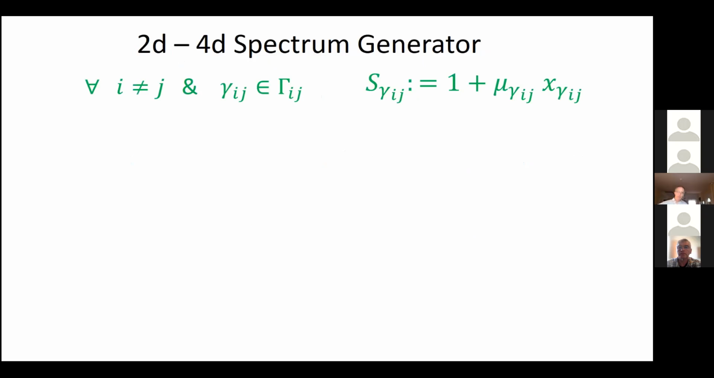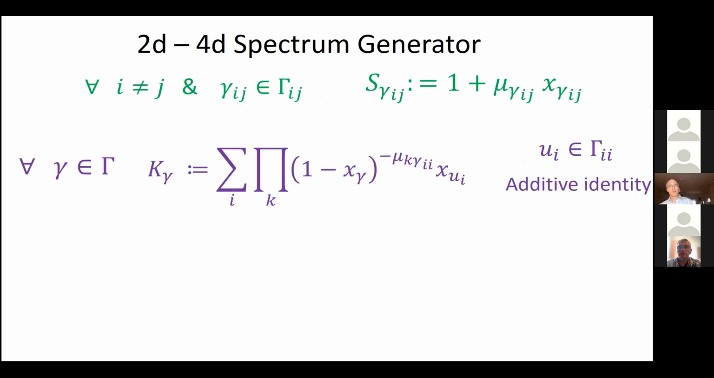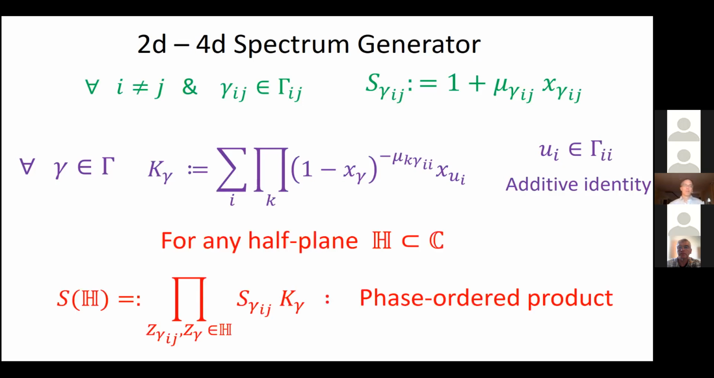So now to write the wall crossing formula, we introduce for i not equal to j and a charge gamma ij, a so-called S factor, 1 plus the BPS index times this x variable. And for every charge gamma in the deck group gamma, we introduce a K factor, which is the sum over the vacua of a kind of Fock space character weighted by x sub ui, where ui is just the additive identity in gamma ii. And then we choose a half plane, and we consider the product of S and K factors for all charges that live in that half plane, and we order the factors by phase ordering of those N equals 2 central charges.